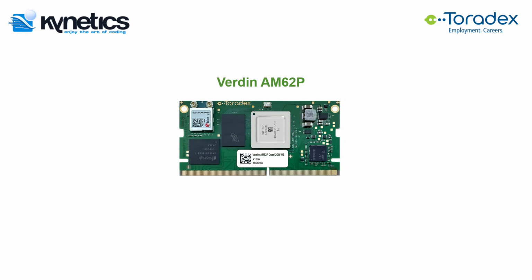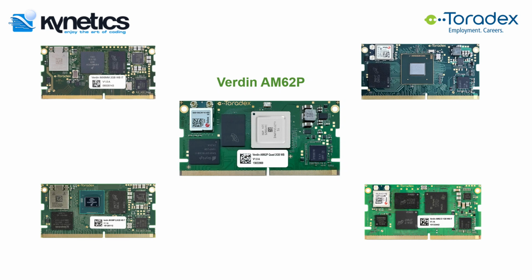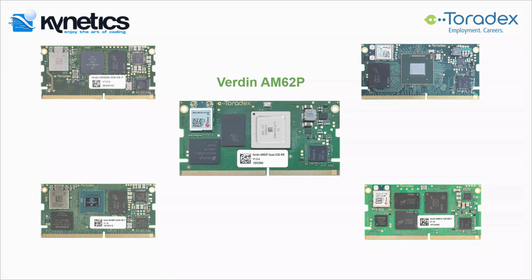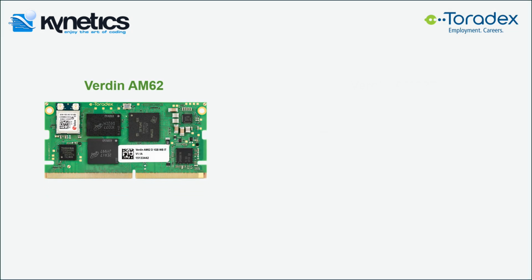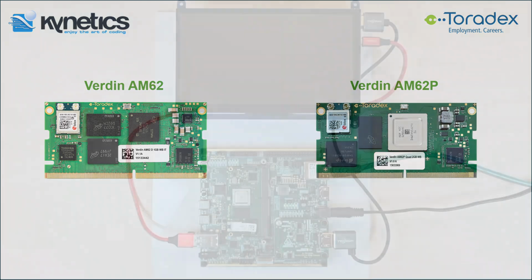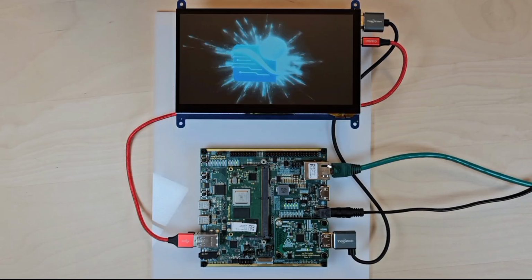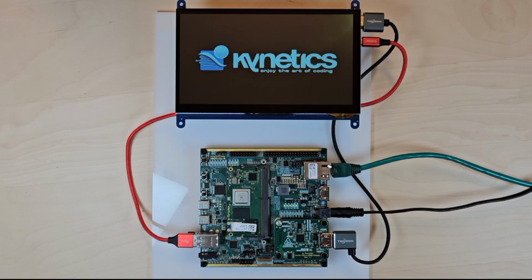With the introduction of the Verdin AM62 Plus module by Toradex, featuring the Texas Instruments AM62 Plus processor, a new graphical performance tier is now available within the Verdin family. In this video, we evaluate and compare the graphical capabilities of the Verdin AM62 and Verdin AM62 Plus using the Kynetics Embedded Android Developer Toolkit.